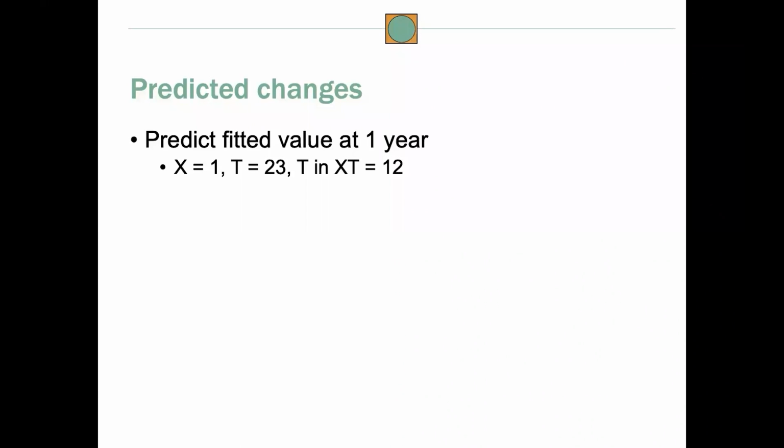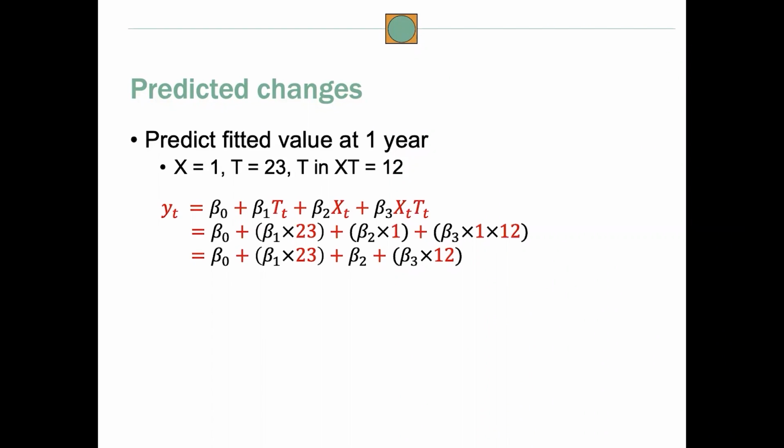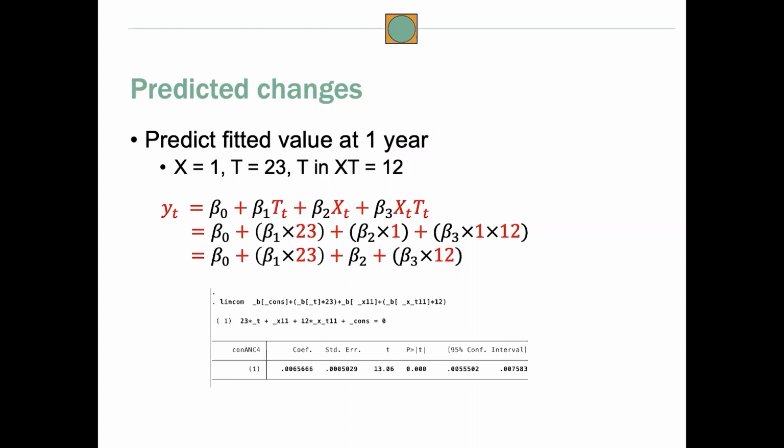So for our fitted value, it's what happens when the policy is in place. So our x is equal to 1. Our t is the same as what we used for the counterfactual, 23, and the t in the xt is equal to 12. And so putting all these in the regression equation, we simplify it to our beta naught, which is the existing level, plus our existing trend, or beta 1, multiplied by 23, plus our level change, which is our beta 2, plus our trend change, which is our beta 3, multiplied by 12.